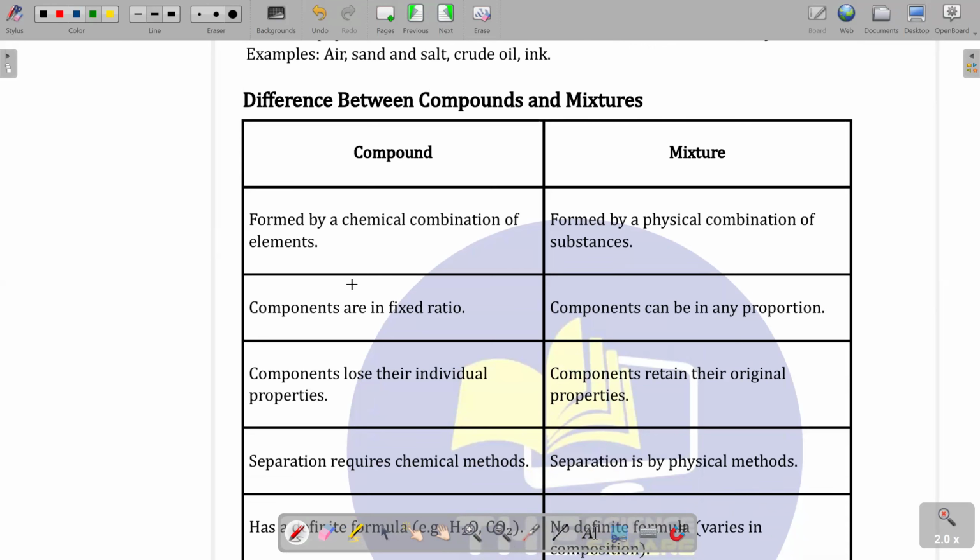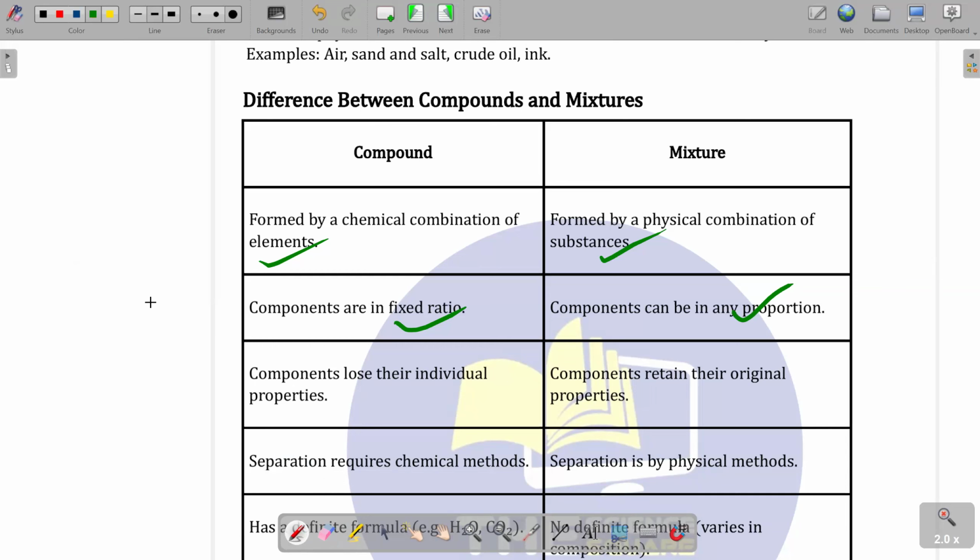Compounds are formed by chemical combination of elements. We have said that, while mixtures are physical combination of elements. Components in compounds are always in fixed ratios, while components in mixtures may not be. They can be in any proportion you want. You could mix 1 cup of sugar and 3 cups of water, if you like. You could also reverse the case: 3 cups of sugar, 1 cup of water. You have a mixture. So now the next point: components lose their individual properties.